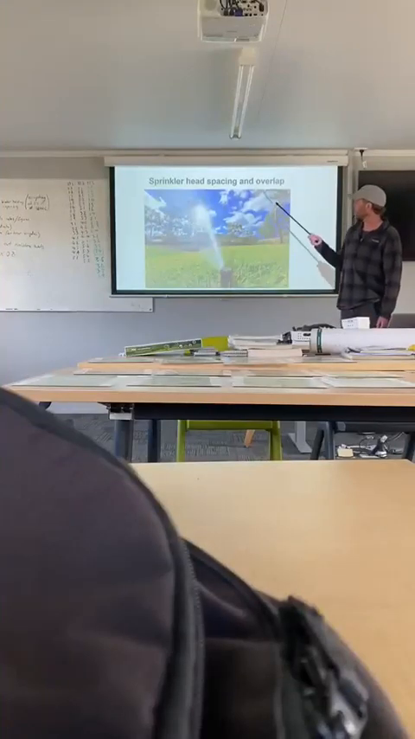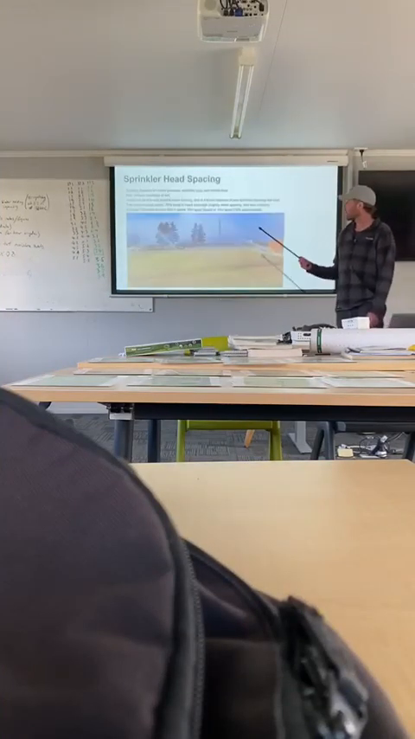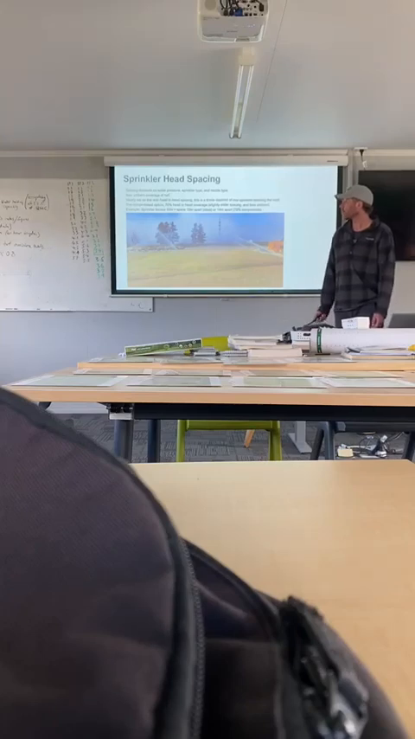So I've got sprinkler head spacing and overlap. Firstly, sprinkler head spacing depends on water pressure, sprinkler type and nozzle type. The aim is for uniform coverage of the turf. Ideally we do this with head spacing. This throws a distance of one sprinkler reaching to the next.